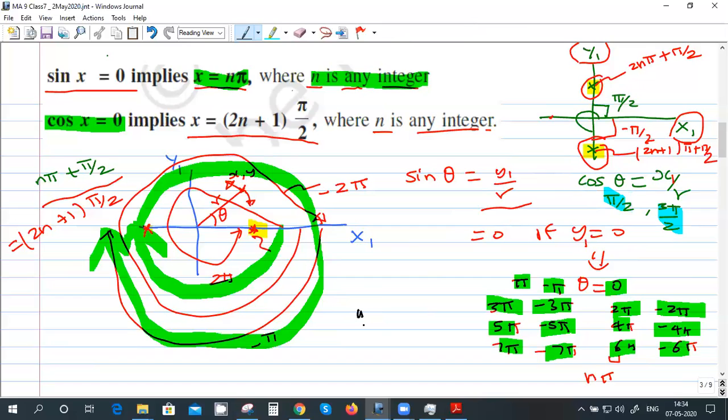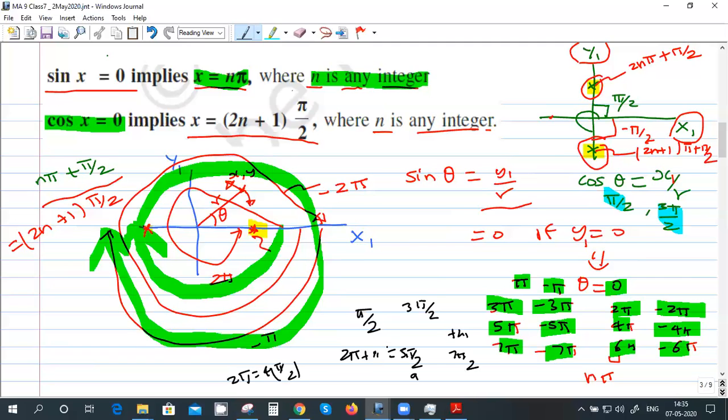Okay, the basic solutions are pi by 2 and 3 pi by 2. After that, I add 2 pi to it. So there's this one, and this will become 5 pi by 2. If I add 2 pi again, so 7 pi by 2. Right? So next will be 9 pi by 2. Okay, so 2 pi is actually 4 times pi by 2, right? 2 pi is equal to 4 times pi by 2.